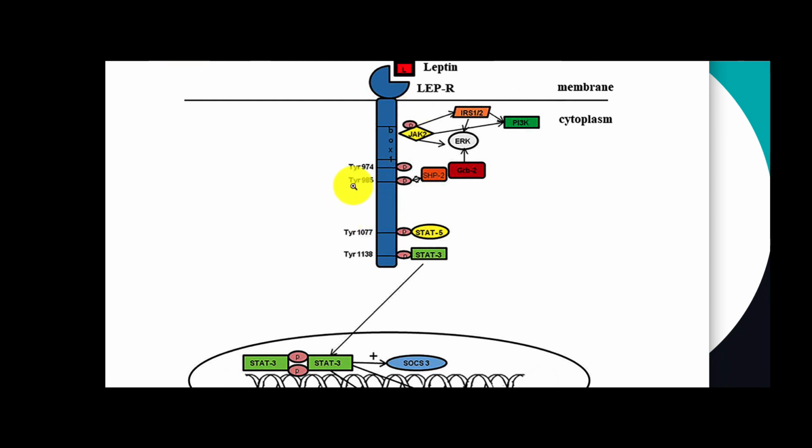And again, I said, okay, let's say tyrosine 985 was no longer autophosphorylating. And because this isn't phosphorylating, this isn't activating this cascade of proteins, and therefore STAT3 can't translocate into the nucleus, bind to the DNA, and initiate transcription. Okay, so that would be an example of a mechanism.